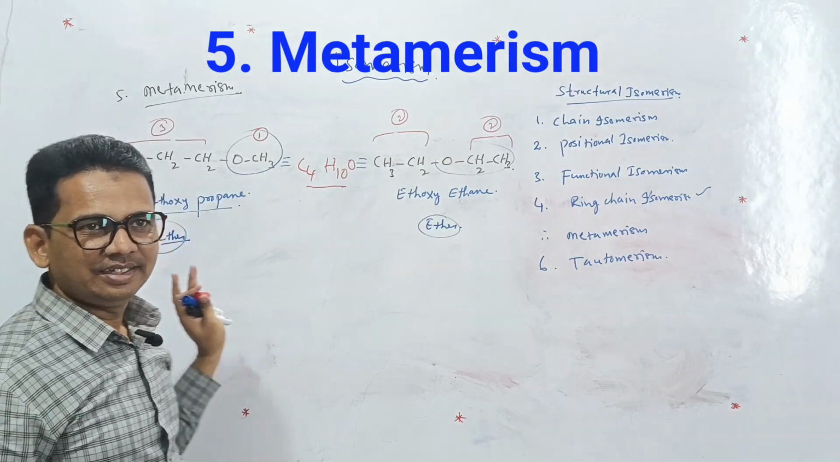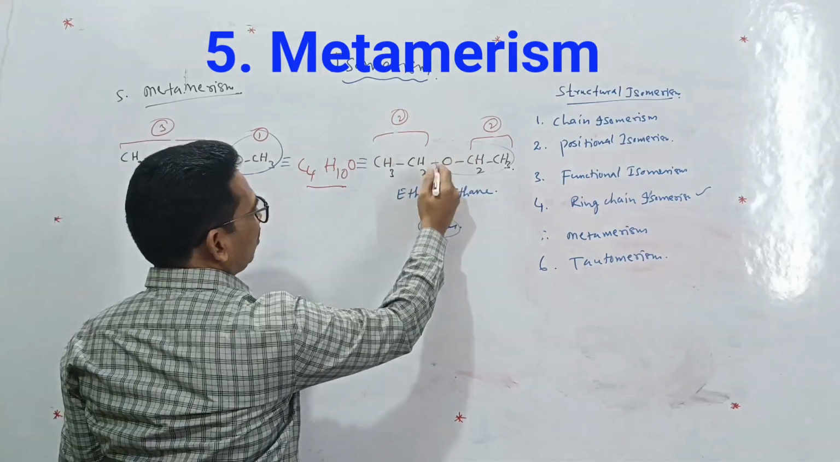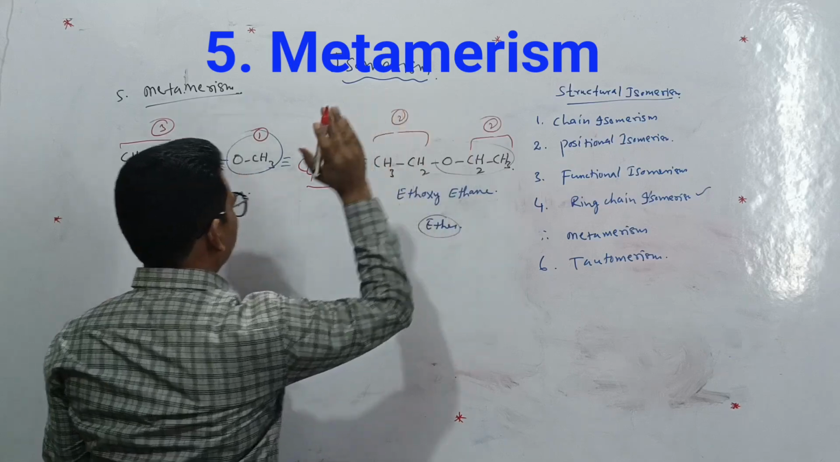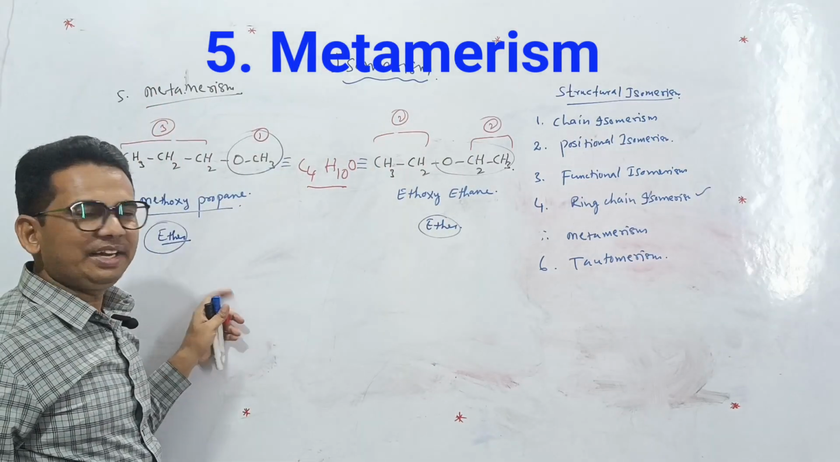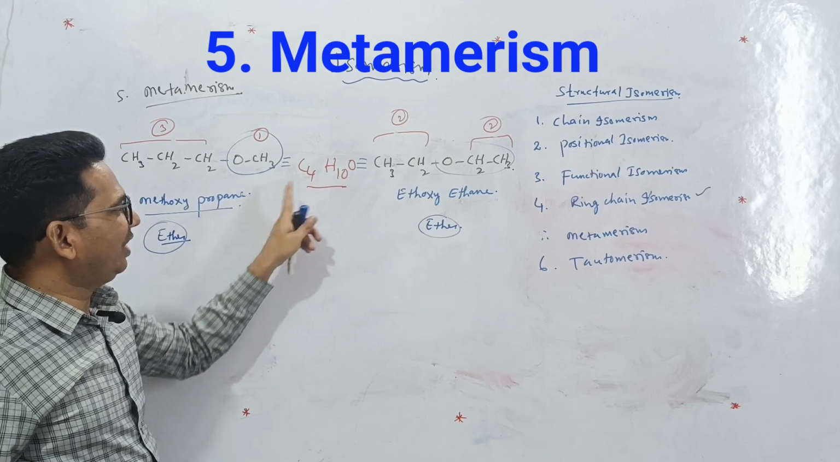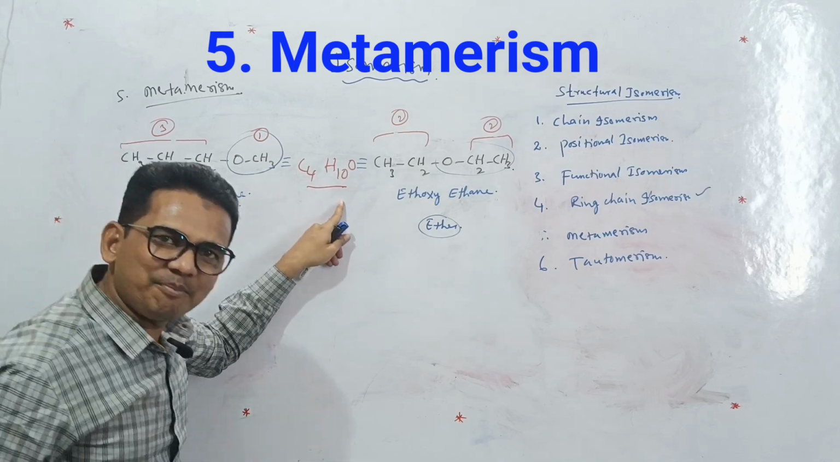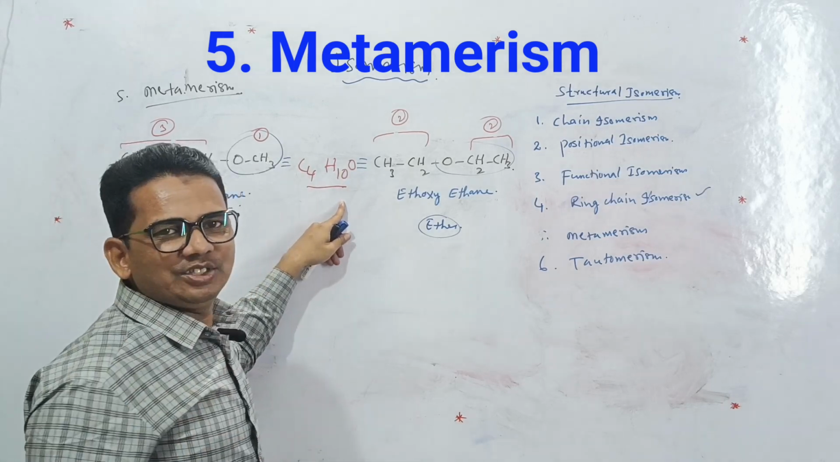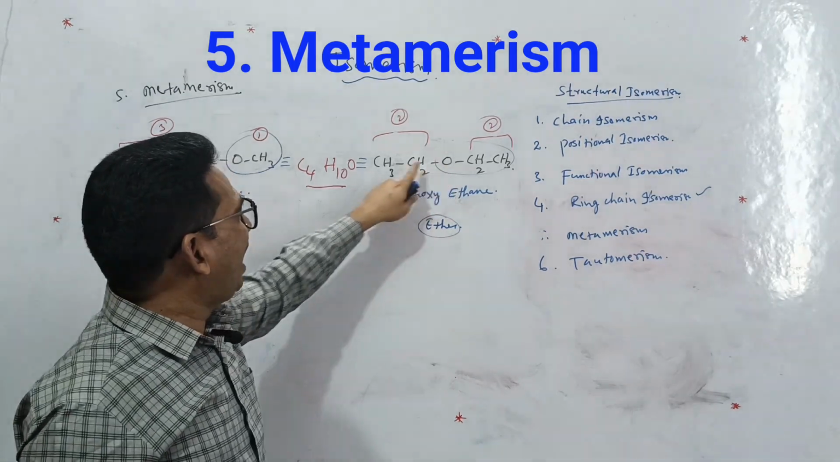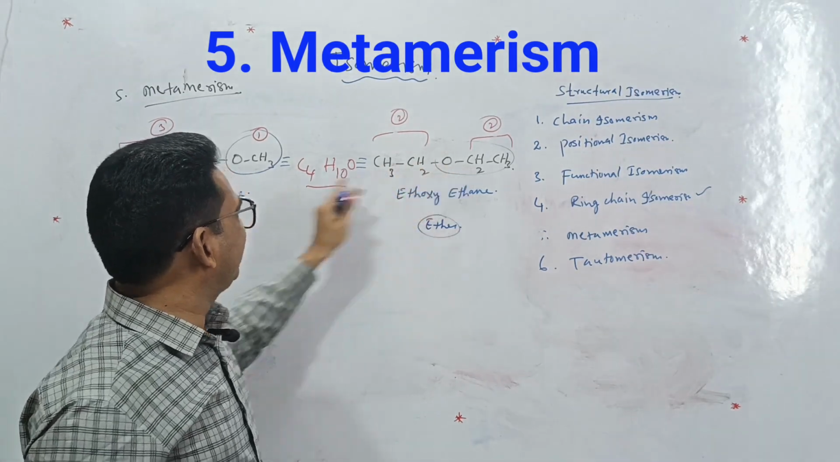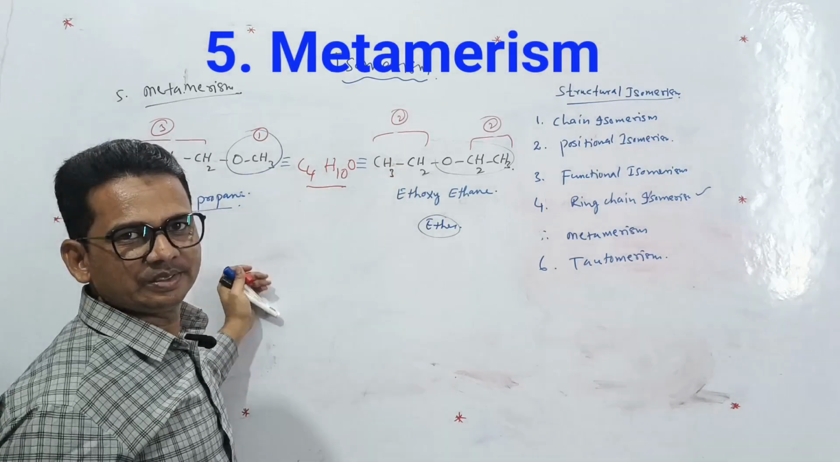Different or not? Around this functional group there are 2 carbons, but in this case 1 carbon and 3 carbons. That is the only difference, around the functional group. Molecular formula is the same. That's why they are called isomers. But around the functional group there is an unequal amount of carbon in these 2 compounds.